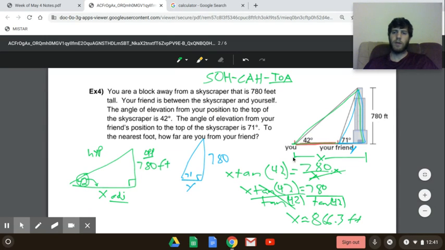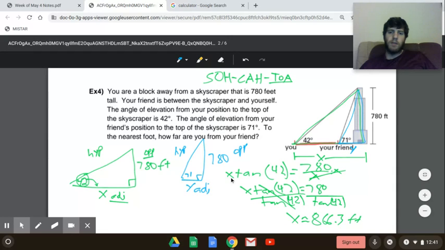So x, that's the whole distance across. That's how far you are from the building. So you are standing 866.3 feet away from the building. Let's see how far away your friend is standing. So we've got to label his triangle. The hypotenuse is across from the right angle. Across from the 71 is the 780, so that's opposite. And then next to the 71 is the y, that's going to be adjacent. So let's see if we can solve that one.